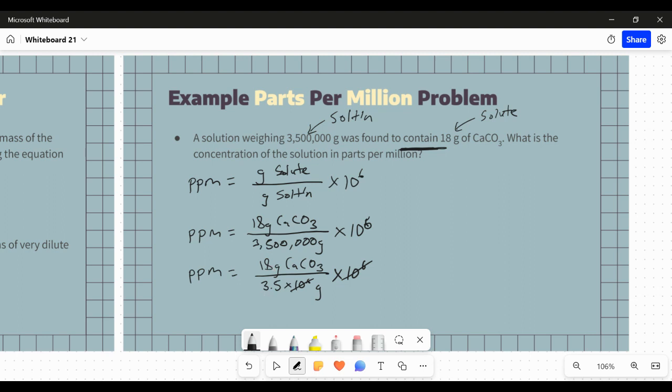So my answer, if I plug it into my calculator, 18 divided by 3.5, my answer is 5.14 ppm, which is parts per million, CaCO3. Now again, just like on molarity, parts per million has an agreed upon formula, grams of solute divided by grams of solution times 10 to the 6th. So when you follow those requirements, your new unit becomes parts per million.